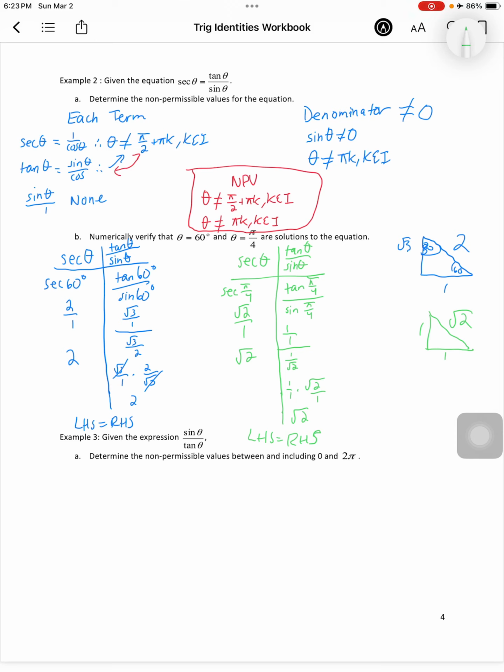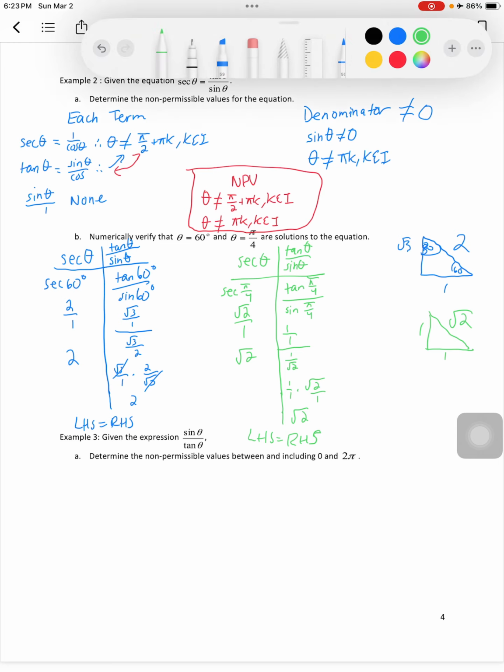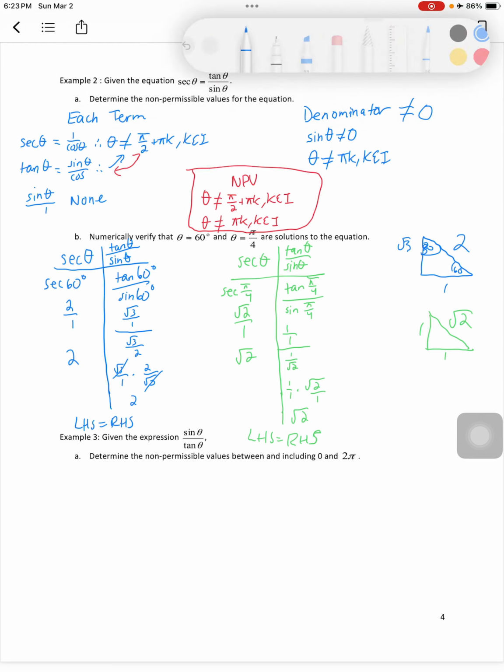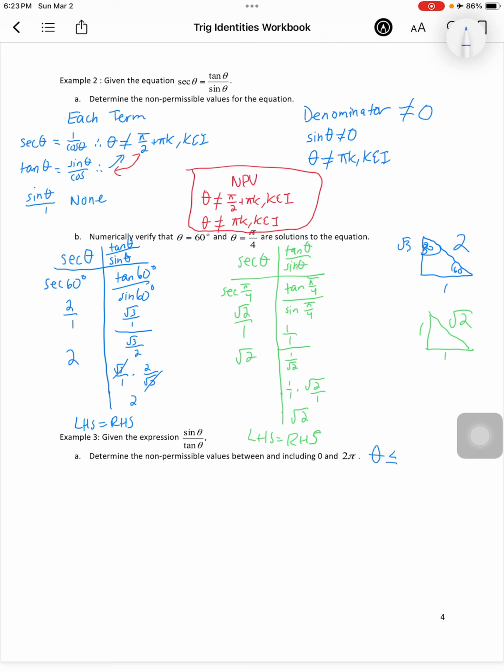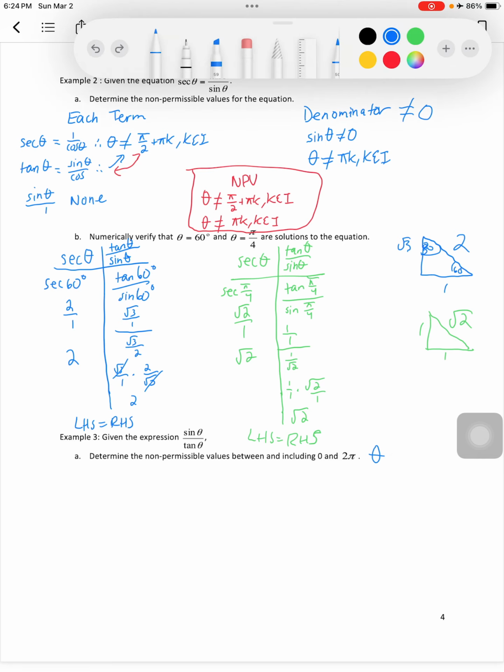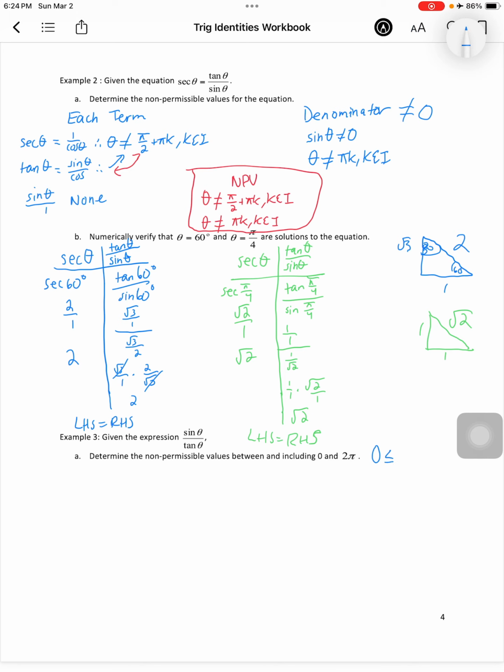So here, we're going to do example 3. Given the expression sine theta over tan theta, determine the NPVs between and including 0 and 2 pi. So this is exactly like letter A, except now we have a specific domain, which means we are not using a general equation. So your domain here, between and including 0 and 2 pi, because it has the word including, that means you're going to add a little line under your Pac-Man. I wrote that wrong already, but it should be like this.